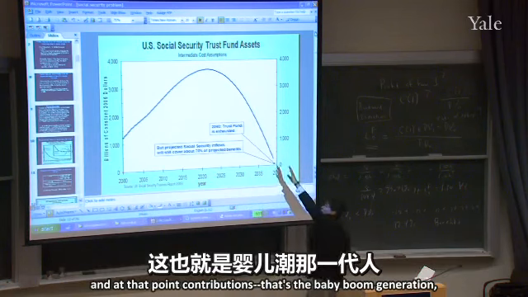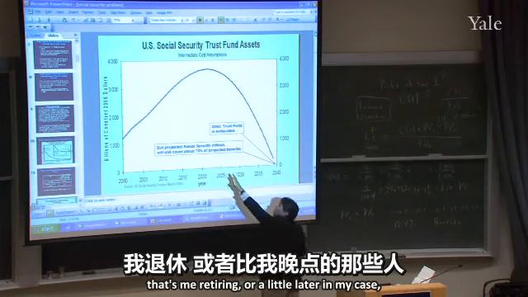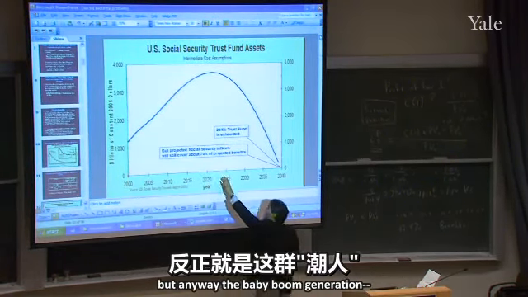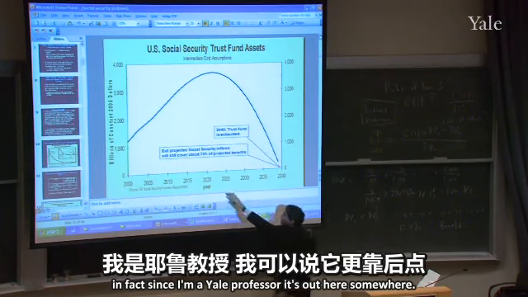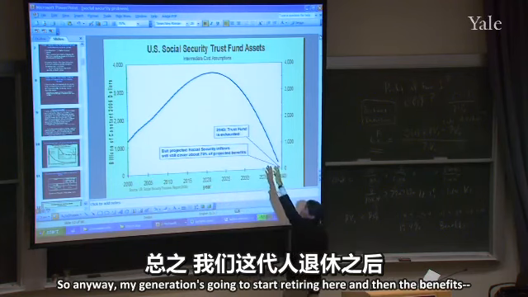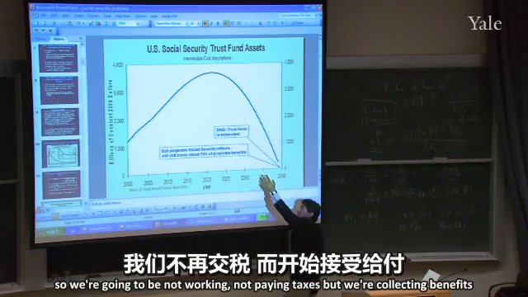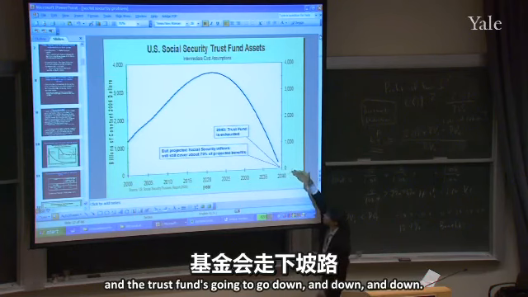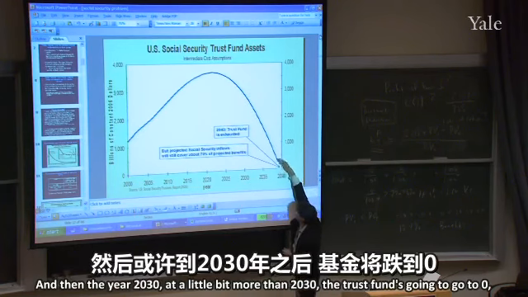At that point, that's the baby boom generation. That's me retiring, or a little later in my case. My generation is going to start retiring here, so we're going to be not working, not paying taxes, but collecting benefits. There's so many of us that the benefits are going to be less than the taxes, and the trust fund's going to go down and down and down. In the year 2030, a little bit more than 2030, the trust fund's going to go to zero.